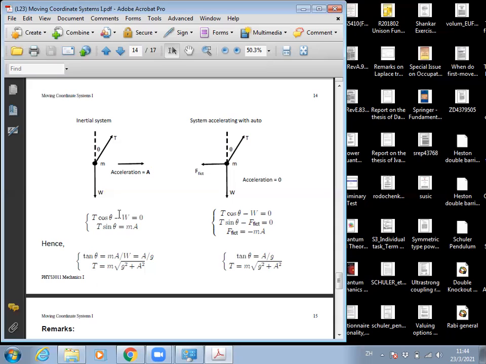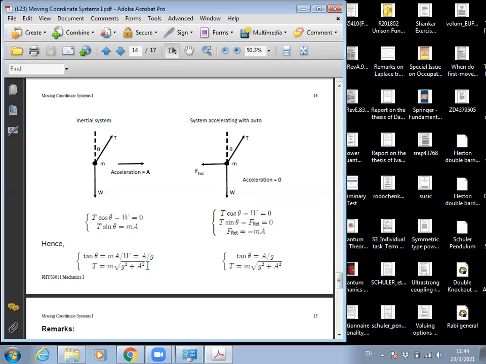Now, if we move the W to the right-hand side and then take the quotient of the two equations, then we obtain the result that tangent theta equals ma divided by W. Since weight is equal to mg, tangent theta is equal to A over G, all right?